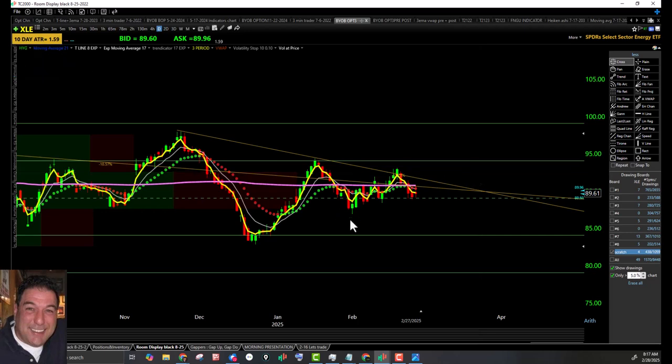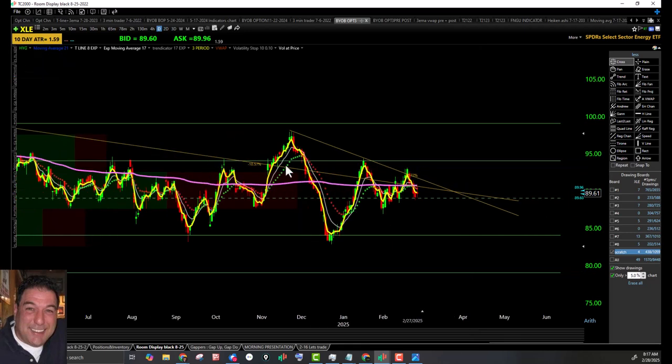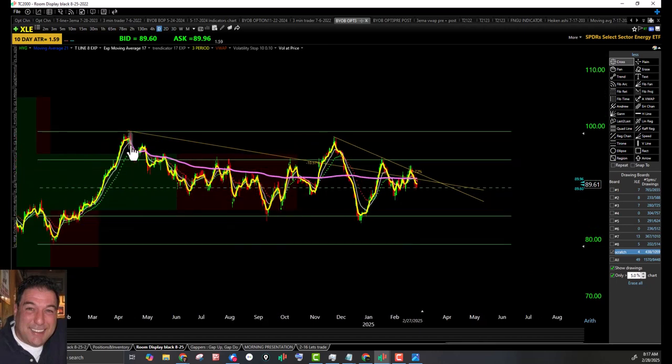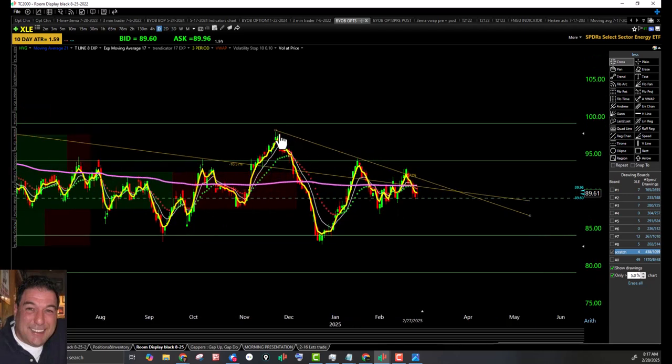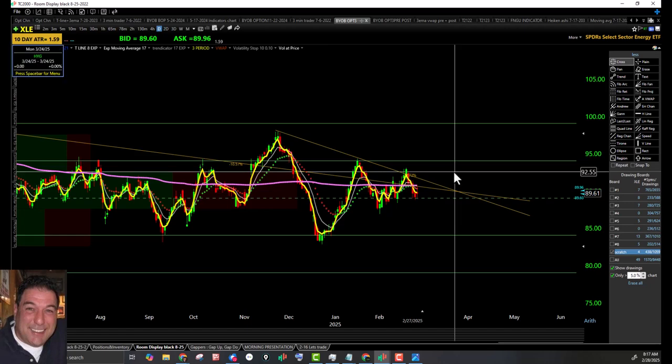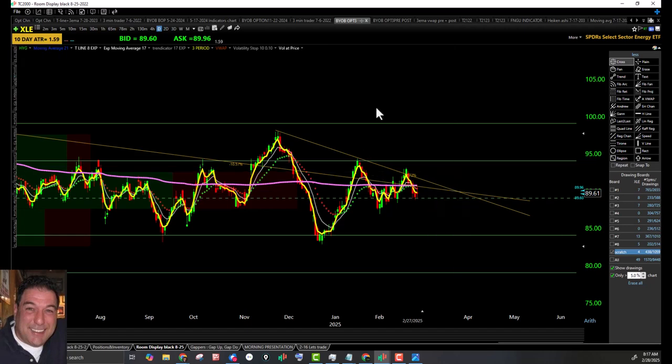All right, so there's XLE. So you've got to break these downtrend lines. Got to get up on top of this 12-month high anchored VWAP. That's the pink line. All right, and you can see you've got to break these downtrend lines, get up here into the upper third and hold. Right now, still neutral for XLE.